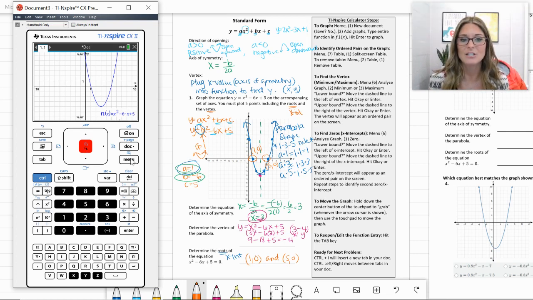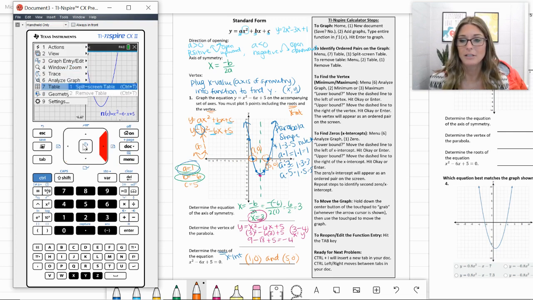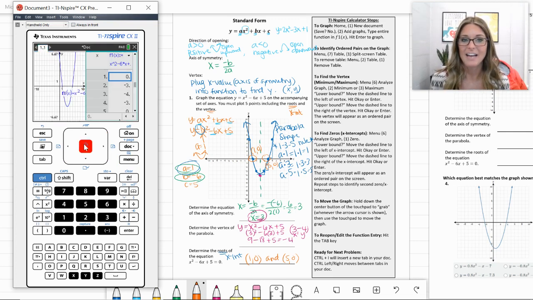But another way is to do menu. Number 7 is table. The first option, the only option, is a split screen table. And that can give you your list of x's and y's.